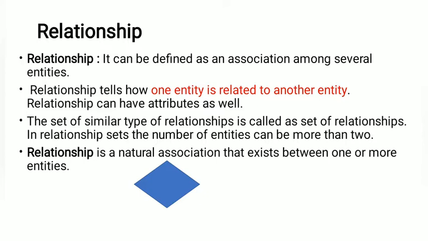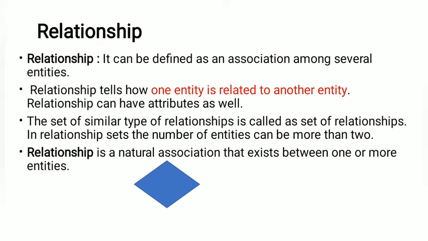A unary relationship exists when there is an association with only one entity. For example, only one entity is related with itself. That is a unary relationship. A binary relationship exists when there is an association among two entities. The best example here is publisher publishes book. Here two entities that are linked together are called a binary relationship. It is also called a degree 2 relationship. Here publisher and book are two entities, and publishes is a single relationship.